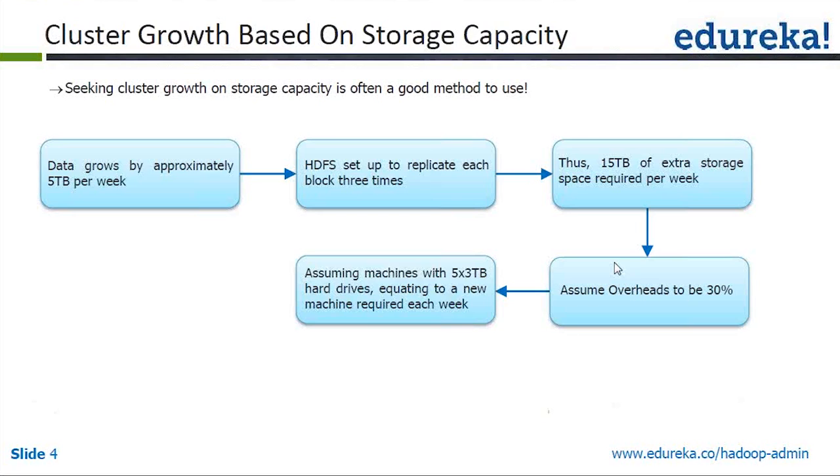So what kind of growth can you expect, and looking into this growth, what kind of capacity should you build up in your Hadoop clusters? If you have a data growth of approximately a couple of terabytes per week, and the Hadoop configuration is set up to replicate the block 3 times, then you will have around 15 terabytes of extra storage per week. Assuming 30% overhead to store the metadata, you can assume purchasing 5 into 3, that is around 15 terabytes of hard disk space, equating to a new machine almost every week. So this is the kind of capacity planning you should be looking into.